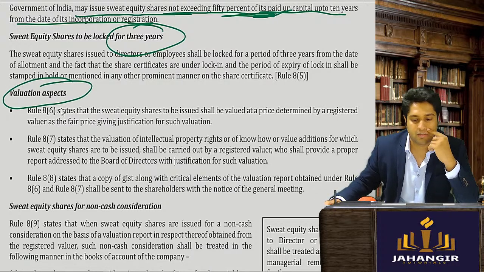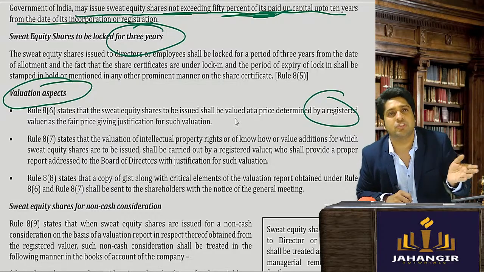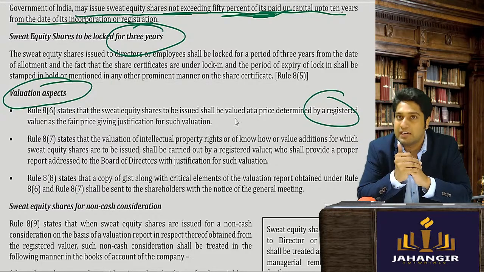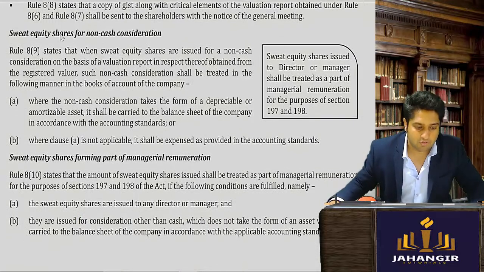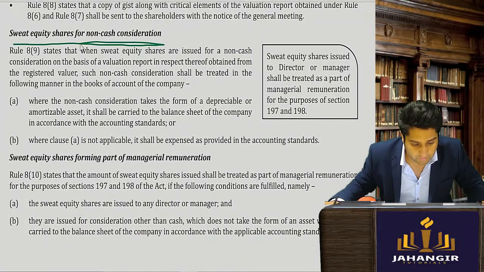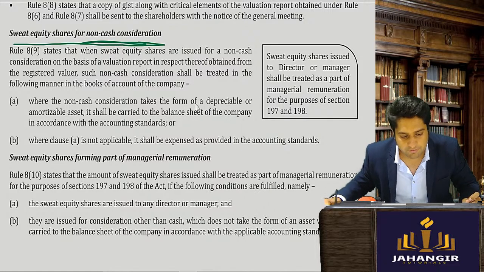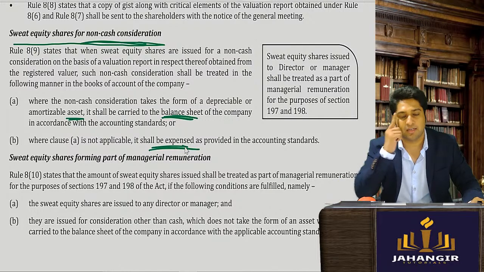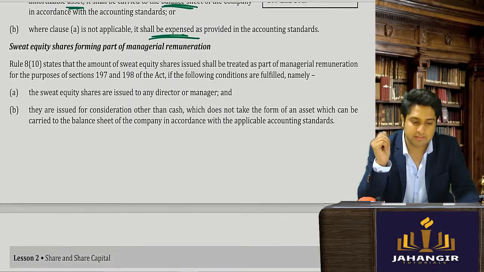Valuation aspect. Now a valuation report should be done. For example, they will value the nature of consideration given, what kind of benefit has been given, what is the value addition, their know-how, etc. Sweat equity for non-cash consideration. If it is in the form of an asset, then it will be put into the balance sheet. But if it is not an asset, then it will be expensed out.